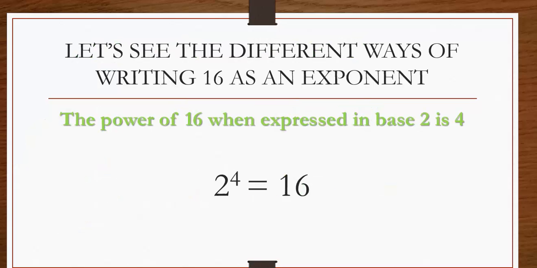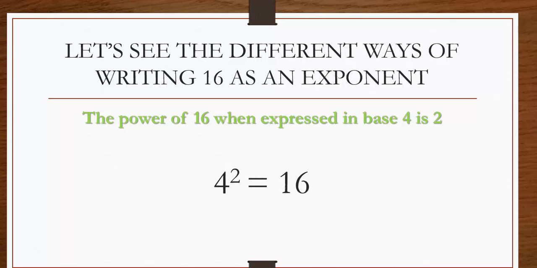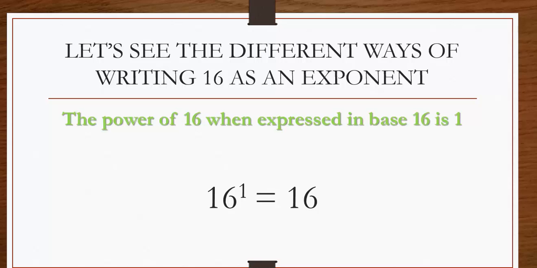Now, let's see the different ways of writing 16 as an exponent. The power of 16 when expressed in base 2 is 4, which means 2 to the power of 4 is 16. The same 16 when expressed in base 4, the power becomes 2. The same 16 but with base 16, the power becomes 1.